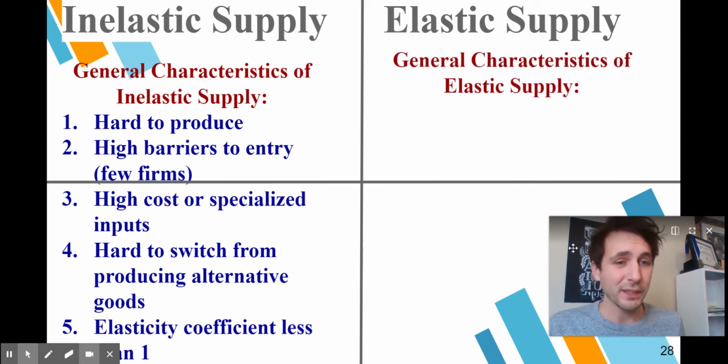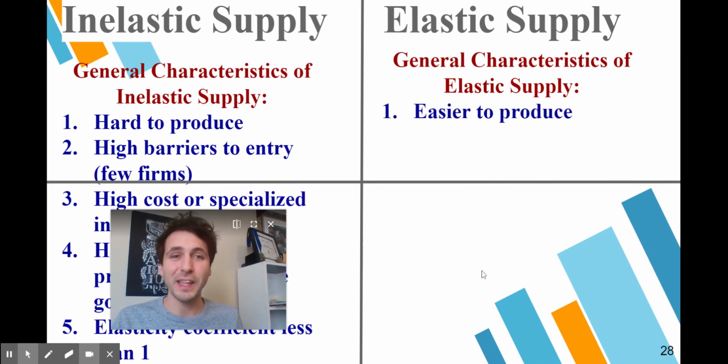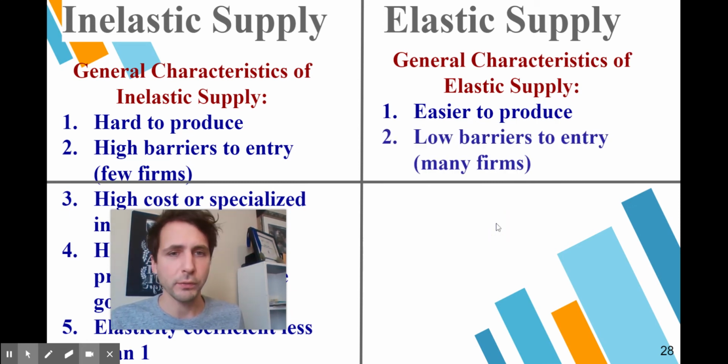Elastic is basically the opposite of all those things. If it's an elastic supply, it's easy to produce. So the price goes up for something like, I don't know, shoes. Shoes are relatively easy to produce. So price goes up for shoes, a lot of firms are going to start producing more shoes or more clothing, for example. There are very low barriers to entry. There's not a couple of firms that dominate the market. There are many, many firms.